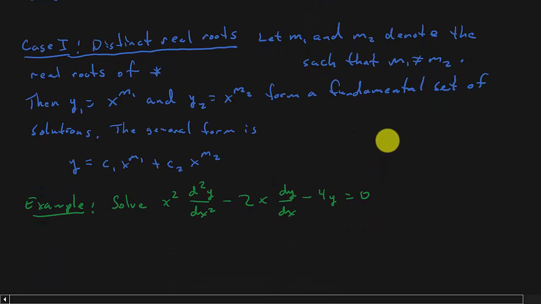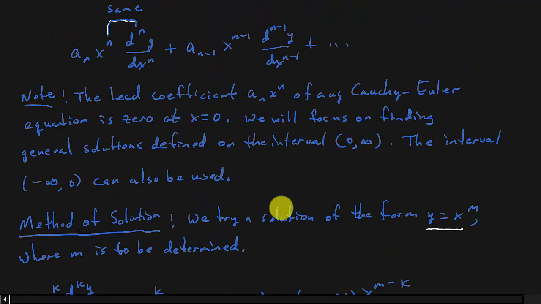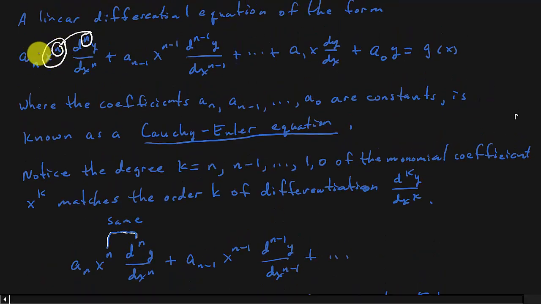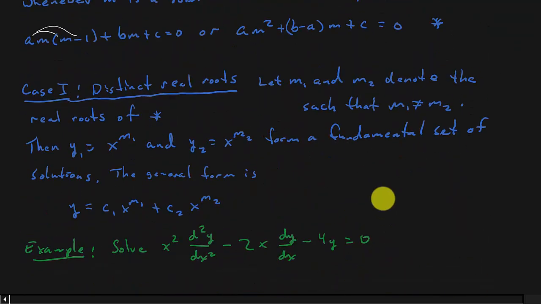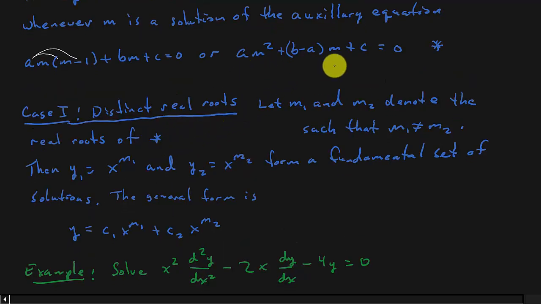All right, so case 1. And this should seem familiar. Remember back when we solved homogeneous equations that did not have these variables. The coefficients were constants. Remember, you would set up your auxiliary equation and solve for m. So it says let m1 and m2 denote the real roots of, and this star here, that's referring to this. Whenever you see the star, it's going to refer back to this equation here. We're solving this equation here for m.